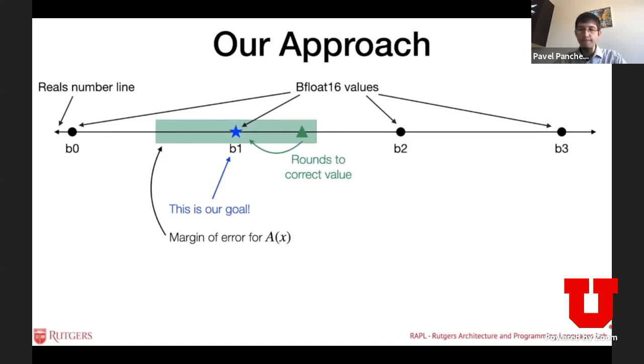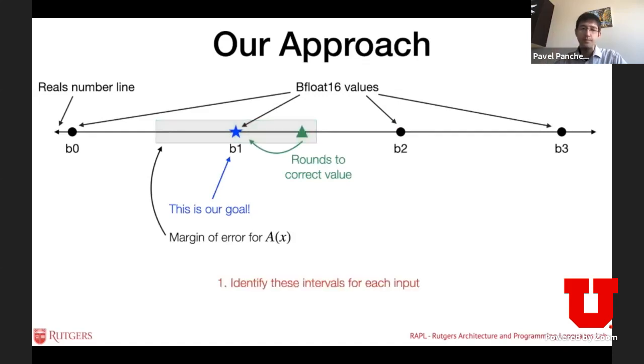And this is the intuition in our approach, which was inspired by the minefield technique by John Gustafson. Our insight is that we should derive a polynomial approximation and its implementation a of x such that the result of a of x produces a value within this interval. Then the rounded result will be the correctly rounded value.